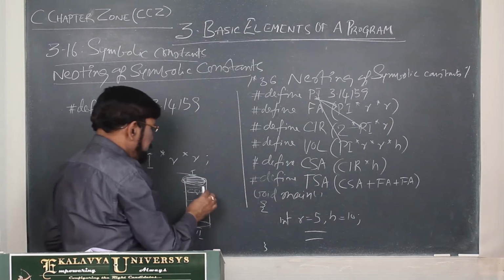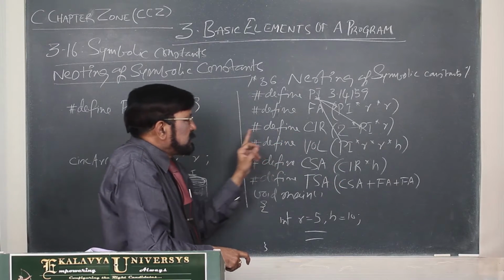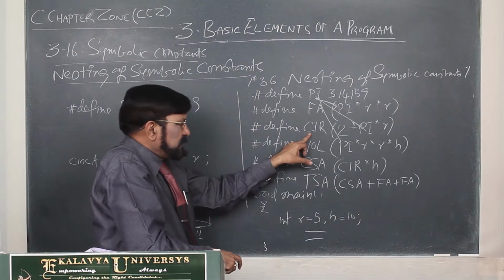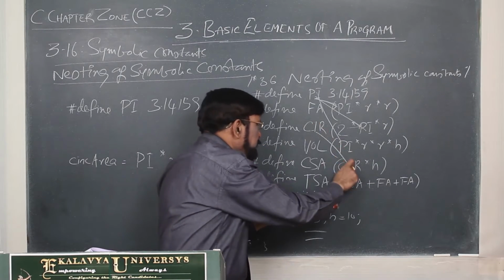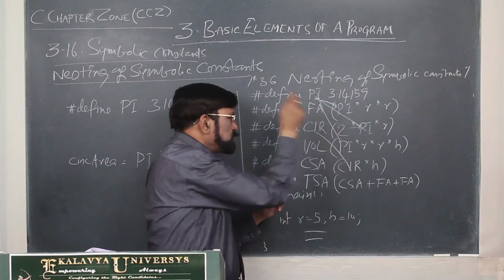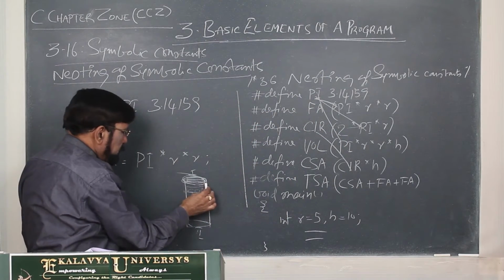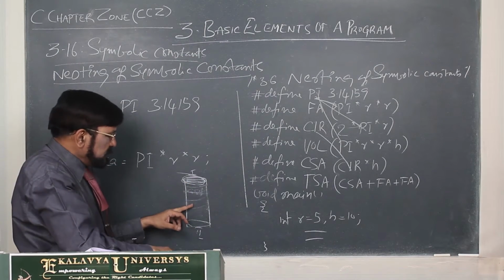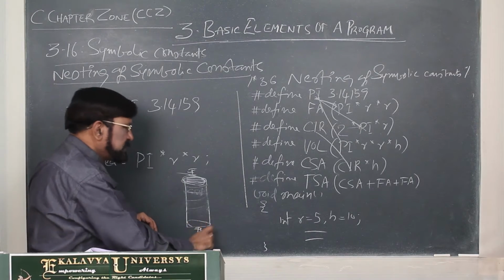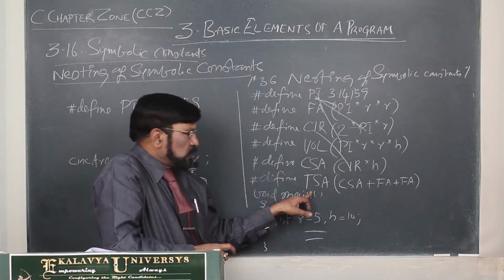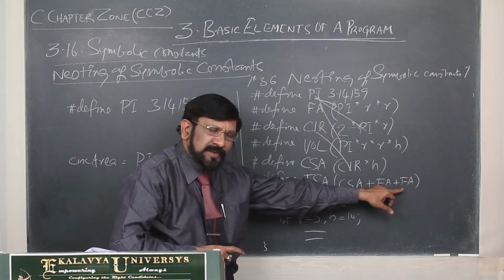Thereafter CSA means curved surface area. Curved surface area is circumference into height. So this thing we are using here. Again for this, pi is used here. Next, total surface area. Already I told you, it is CSA, that is curved surface area, plus face area 1, plus face area 2. So that is total surface area, CSA plus FA plus FA.